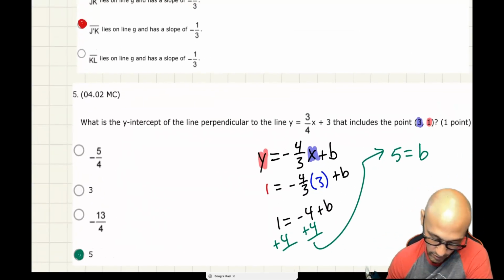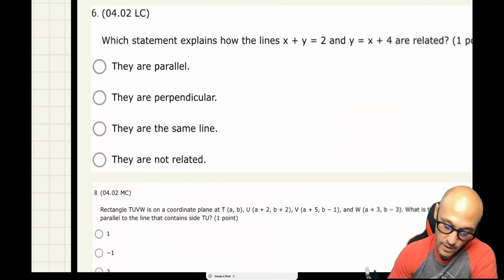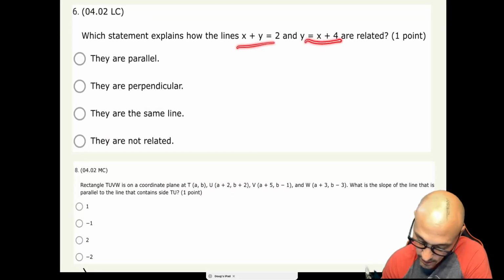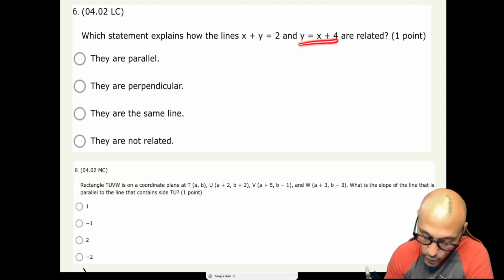That's our slope, or excuse me, our y-intercept. All right, so number 6 here. Which statement explains how the lines are related? Well, if they're both in the slope-intercept form, that's going to be easier.